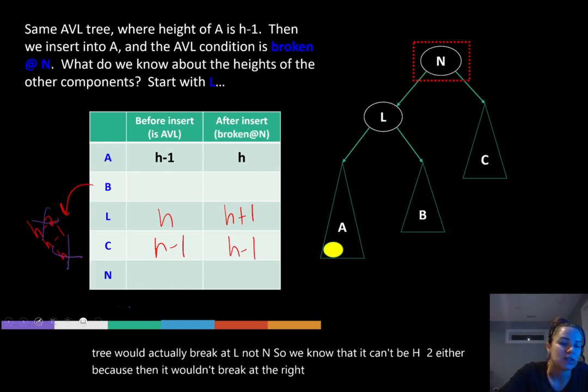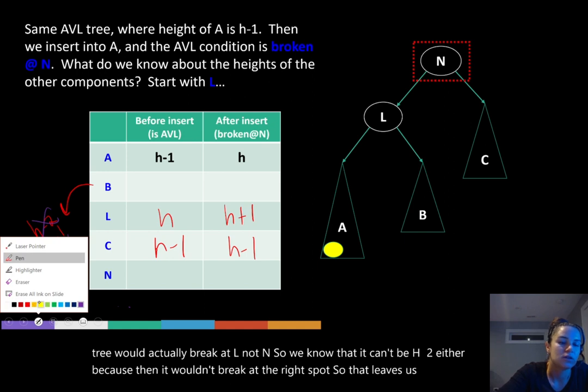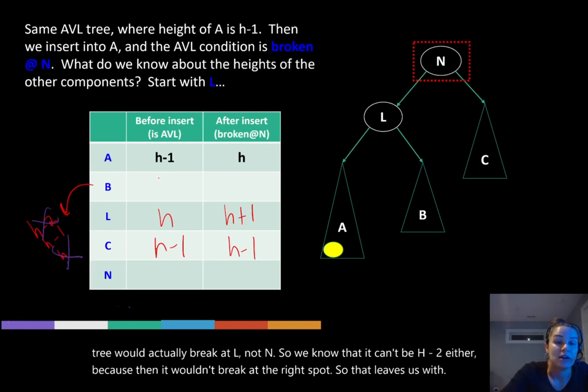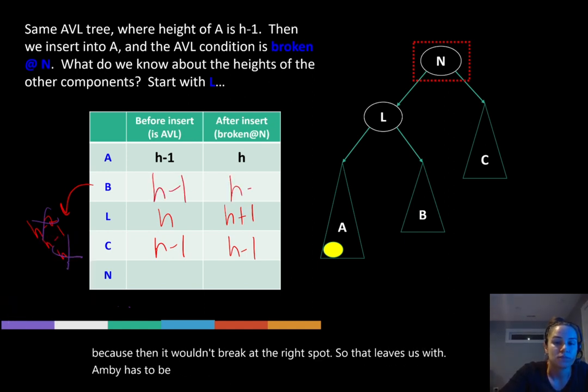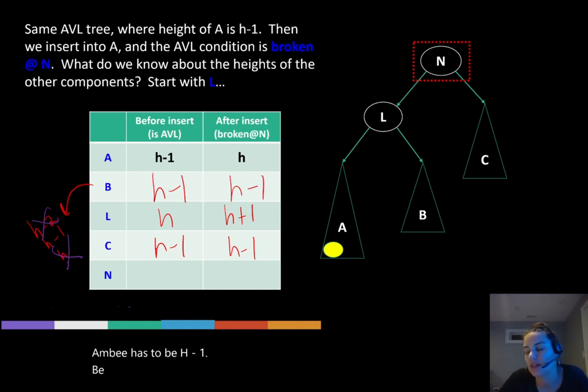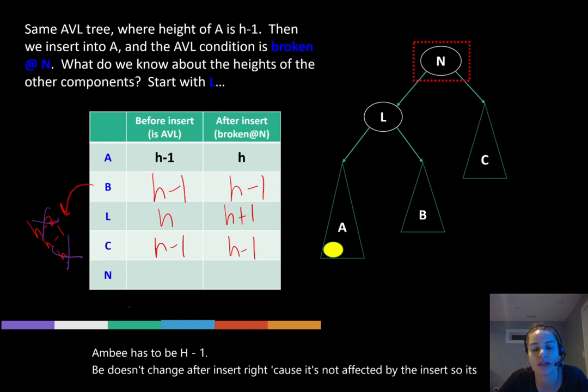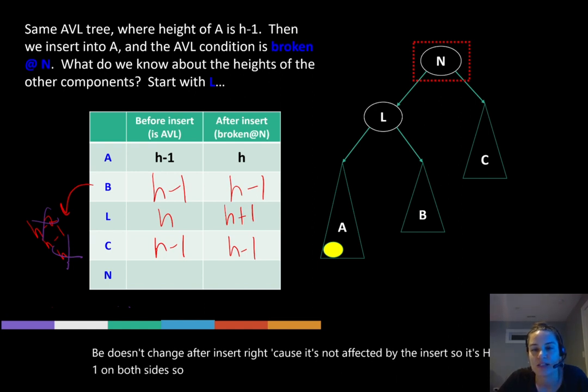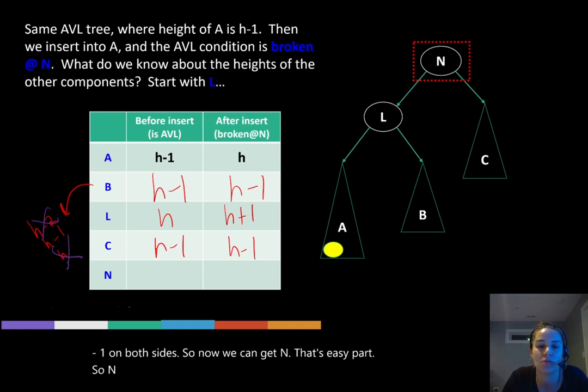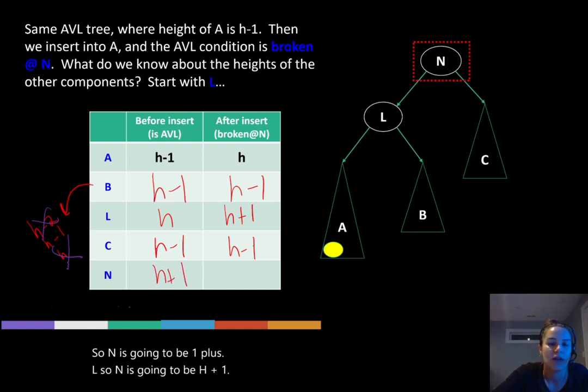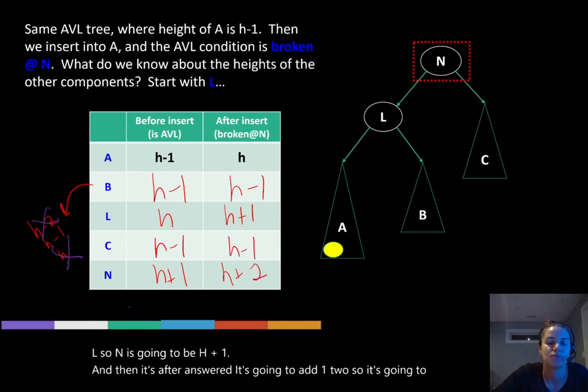So that leaves us with B has to be h minus 1. B doesn't change after insert, right? Because it's not affected by the insert, so it's h minus 1 on both sides. So now we can get N. That's the easy part. So N is going to be 1 plus L. So N is going to be h plus 1. And then after insert, it's going to add 1 too, so it's going to be h plus 2 after insert.